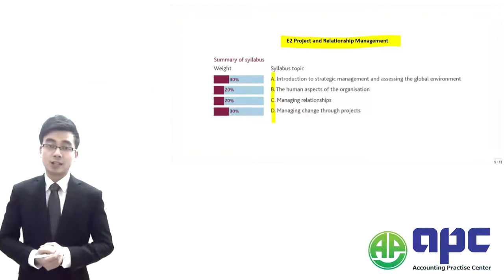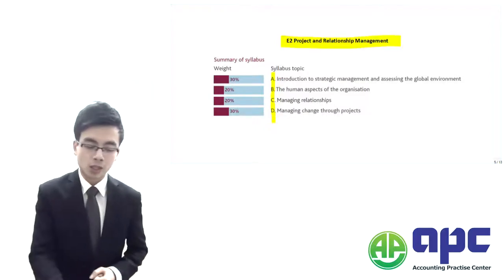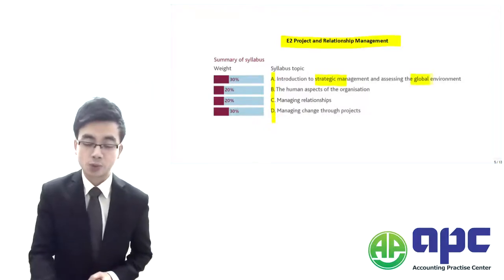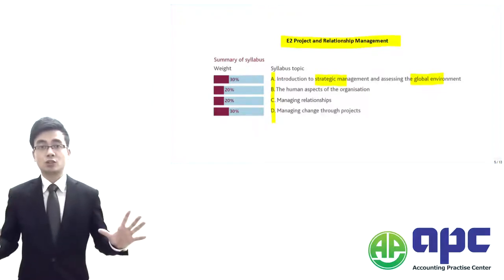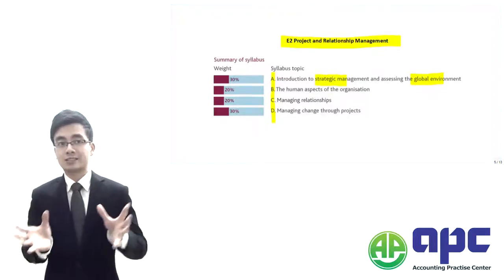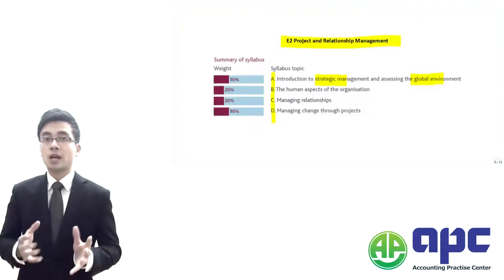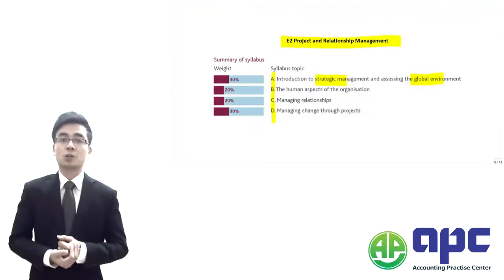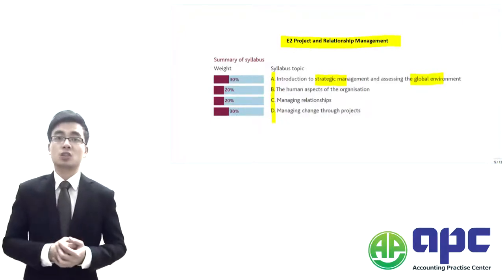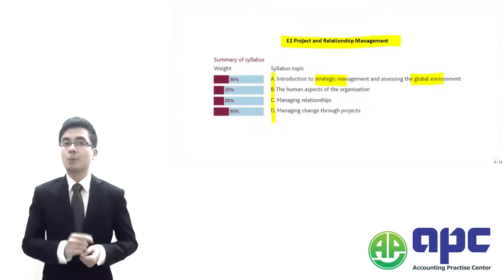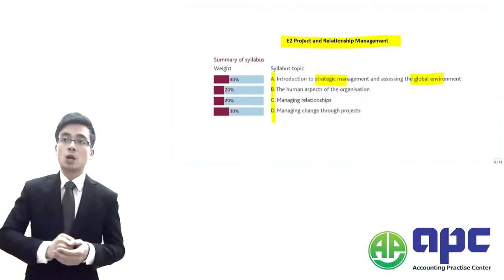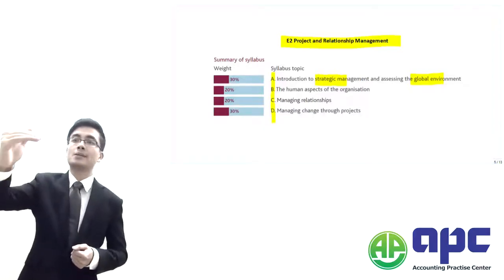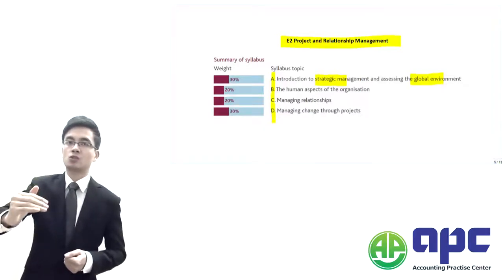The first section is talking about the strategy as well as the global business environment. So the strategy is where we're going to look at different strategies in turn. How are we going to develop the strategy within a company and what types of strategies there are? For example, here for the APC, we've got three types of strategies. We've got corporate, business, and operational strategy.